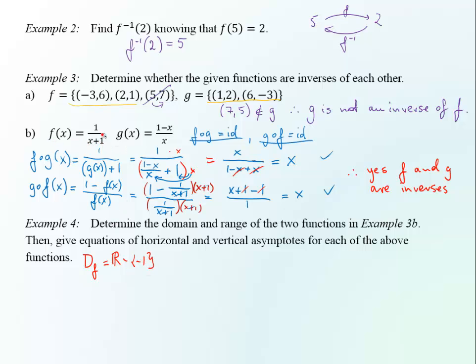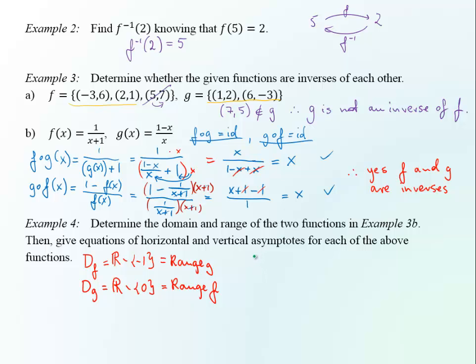Since both functions are inverses to each other, we know that domain of f is the same as range of g. Similarly, if we start with domain of g, which is all real numbers except for the ones that make denominator 0, so it's all real numbers but not 0. And since they are inverses to each other, this is the same as range of f. So we already have the domain and range of both functions. Now we need to give equations of horizontal and vertical asymptotes for each function.